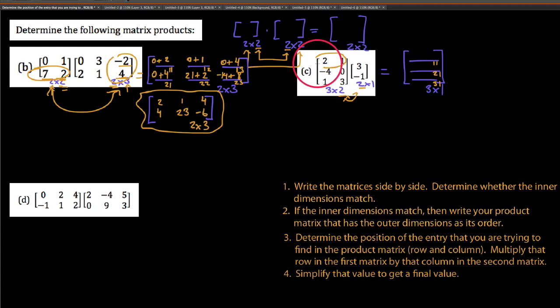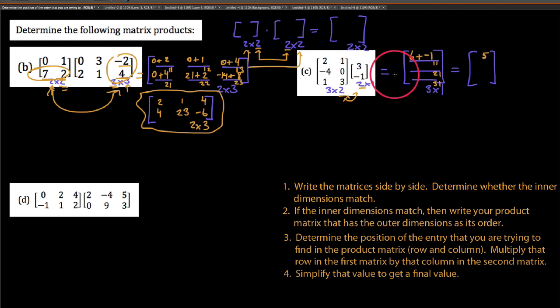We'll take our first row times our first column here, starting at the beginning of the row and starting at the top of the column. So we get 2 times 3, which is 6, plus now we'll move over in the row, move down in the column, 1 times negative 1, which is negative 1. So our answer would be a 5 here. I'm going to say 5.